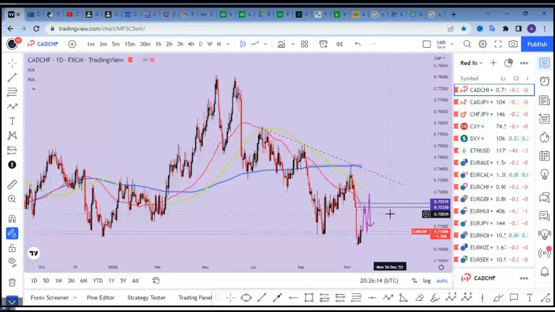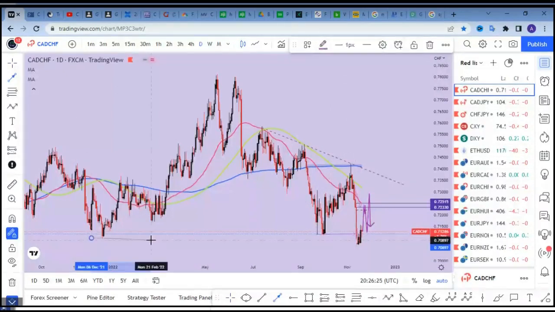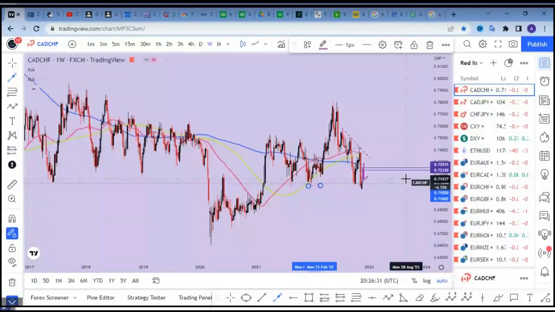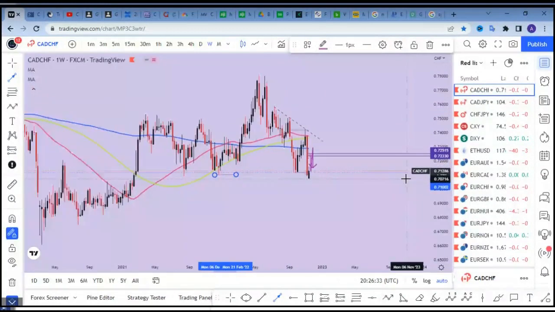Since we've broken structure bearish here, broken below this other block, broken below this one as well, below that low. We've broken below this low as well. Weekly time frame. Anything interesting? Not really.